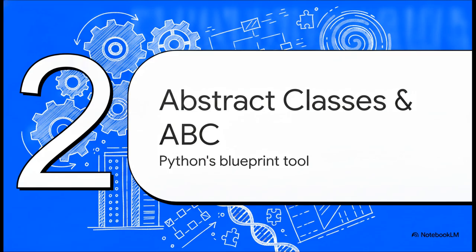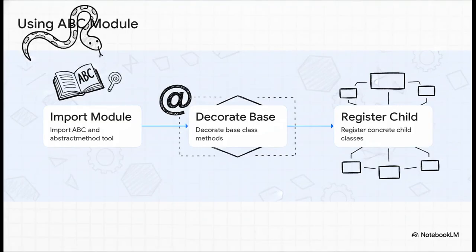Moving on to section 2. Abstract classes and ABC. This is Python's built-in blueprint tool. So here's where Python's unique approach really comes into play. Python actually doesn't have abstract classes built into the core language syntax by default. I know, a bit surprising, right? Instead, it relies on a core built-in module called ABC, which stands for Abstract Base Classes, to give us this exact functionality.